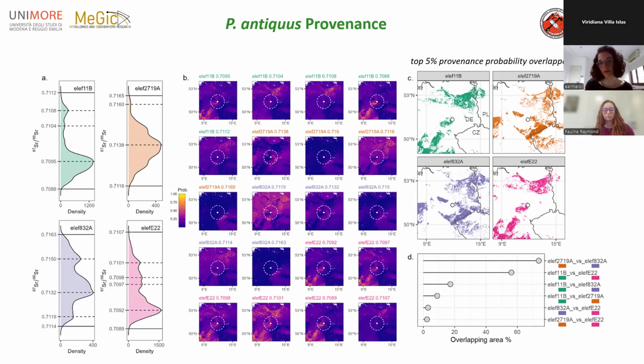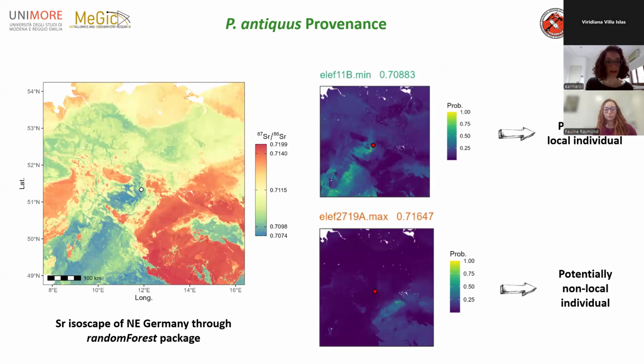This map shows the top 5 provenance probability. And as you see, for the green and pink maps of the local individuals, the highlighted areas correspond to the site. While on the other hand, for the purple and orange individuals, the highlighted areas correspond to other areas far away from the site. And these areas, as I will show you again on the map, are the red ones here, and geographically they correspond to mountain ranges that are around Neumark.